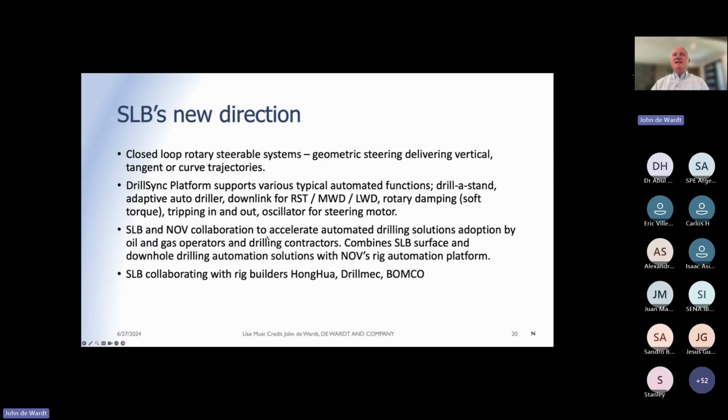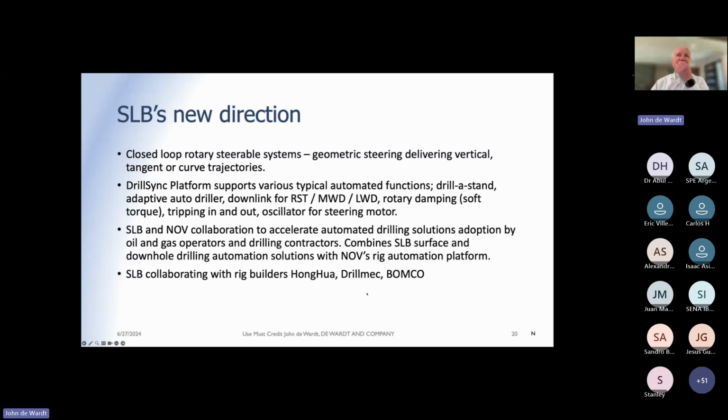Schlumberger and NOV have made a collaboration. I mentioned this earlier, but it's interesting that they stated this is to accelerate automated drilling solutions adoption by oil and gas operators and drilling contractors, and it combines Schlumberger's surface and downhole drilling automation solutions with NOV's rig automation platform. So this is a direct collaboration between a major service company with multiple apps and multiple algorithms with a rig building company that actually has an automation platform to run these systems off.